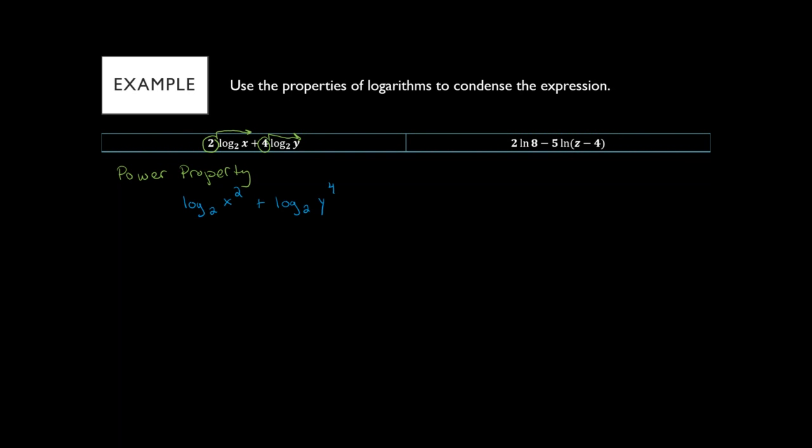Then we're going to reverse the product property, because we have things that are added and we undo that and we turn them into things that are multiplied. So that is the product property.